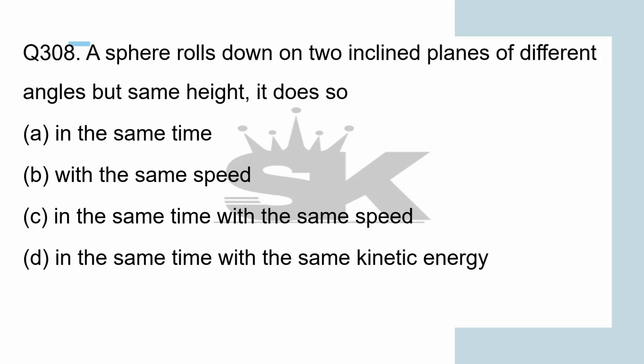If the slope has a higher coefficient of friction compared to the ground, then the ball will lose energy rolling on the slope, so you want to minimize time spent on the slope. If the slope has a lower coefficient of friction compared to the ground, you want to minimize the time spent on the ground. So the ball rolling on the gentler slope will roll further. So here the answer is with the same speed.